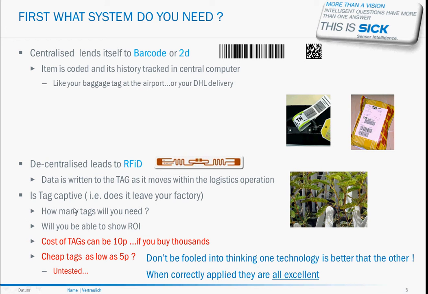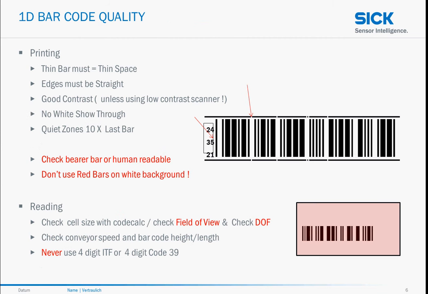One consideration is how many tags you're going to need, and will you be able to show a return on investment, because what you have to remember is although the cost of tags could be as low as 5p, they probably won't be tested, therefore they're not going to be massively reliable. You might be able to get tags for 10p, though most of ours are around 50p if it's our cheapest paper tag. So the cost of tags is a significant cost.